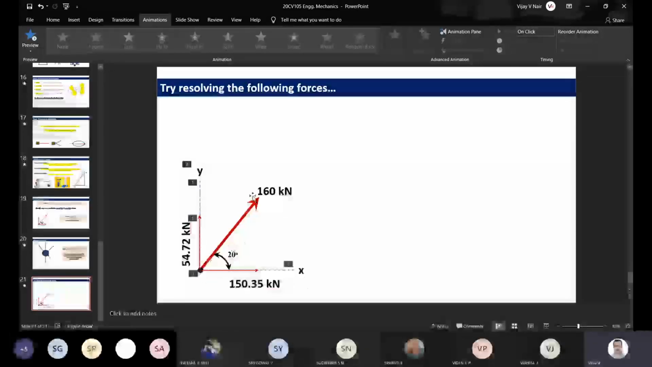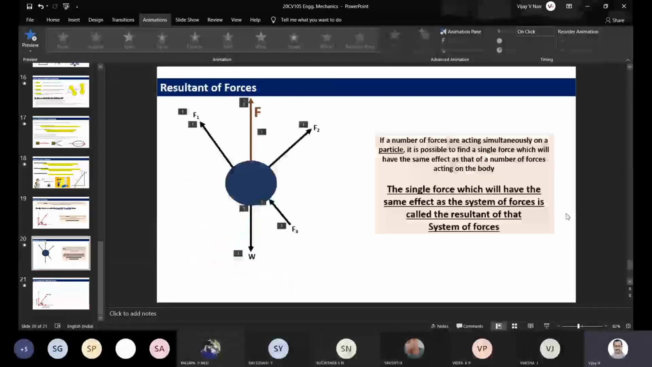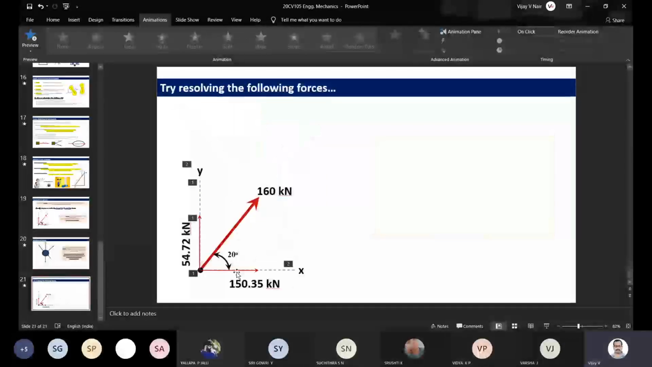Like in this case, it's only one force. If you are having multiple forces, and you want to know the resultant of the force, this is F. In this case, it will be very difficult to analyze the resultant force if you are having multiple forces. So that's the reason why we are considering a resolution of a force.